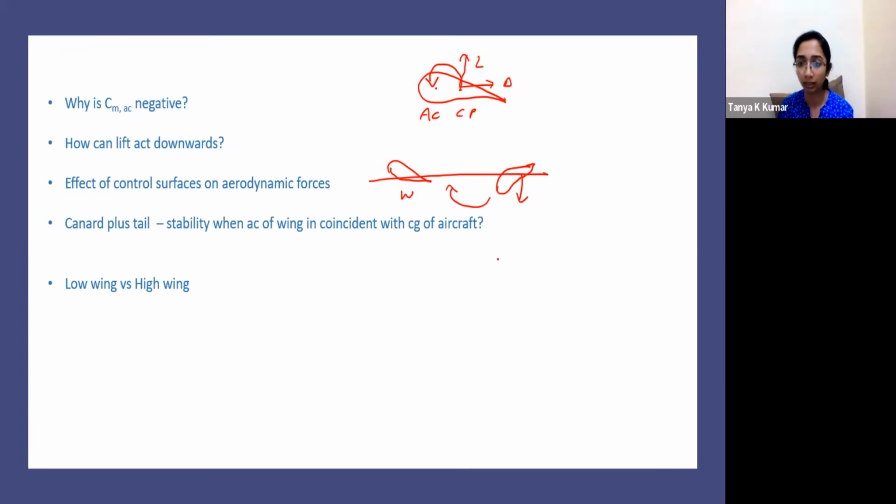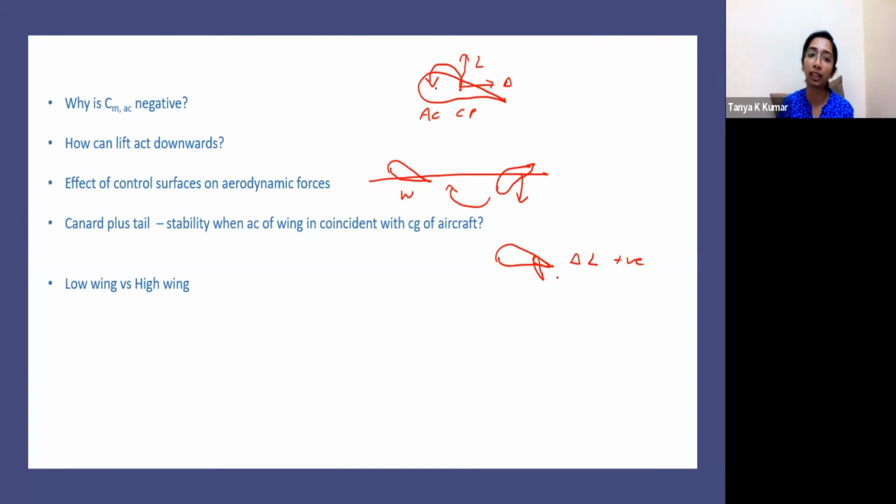If this is your tail and this is your elevator, deflecting this elevator down produces an increased lift. There is a delta CL, delta L, which is positive. So with downward deflection of the elevator, that is positive deflection of the elevator, there is an increase in lift. Similarly, there would be an increase in drag also. The question asked was, does it contribute to only lift or drag also? It contributes to both, even drag is increased, but since it's a small surface, it's negligible and we are not considering it during the derivations.